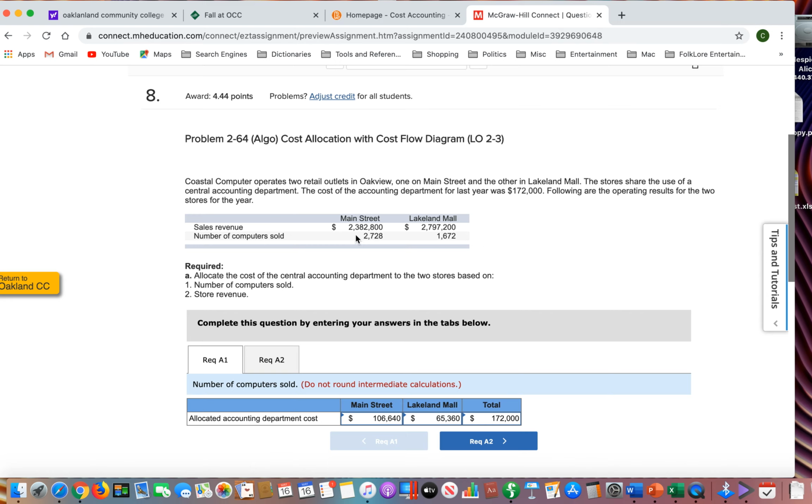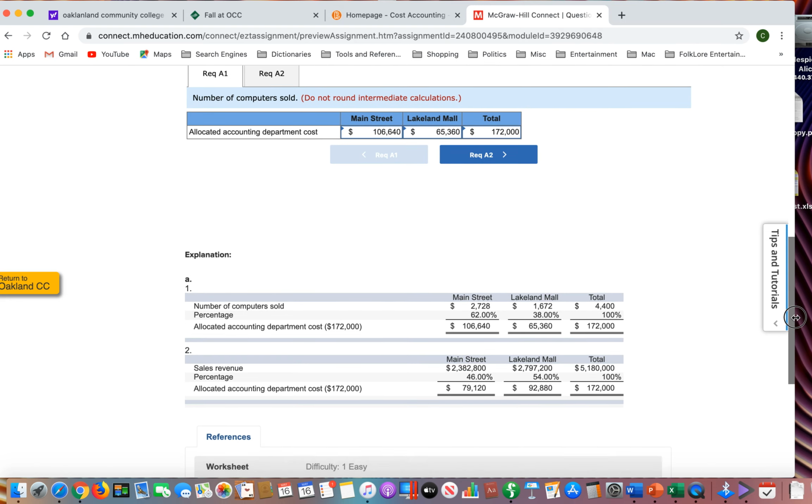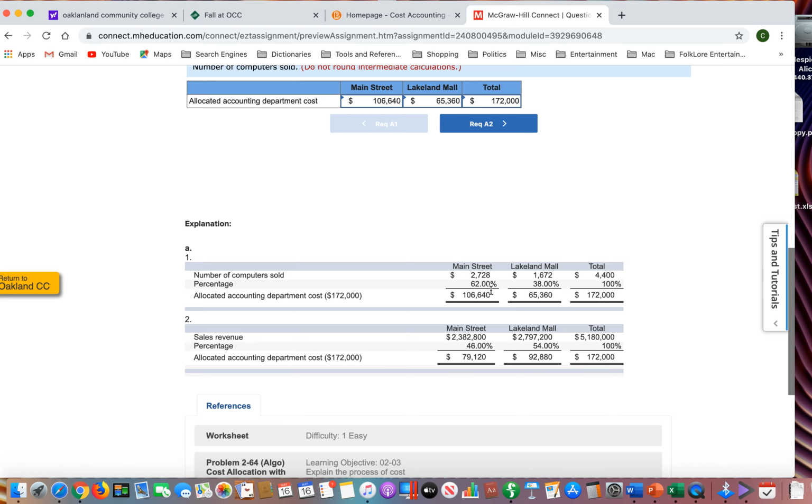Okay, so what you've got to do is add these two together and then divide each of them by that total. It'll give you a percentage, and multiply that by 172,000, and it should come to the total here. Let's see, do they show you how to do it? Yeah. See? Now, where'd they get the 62%?